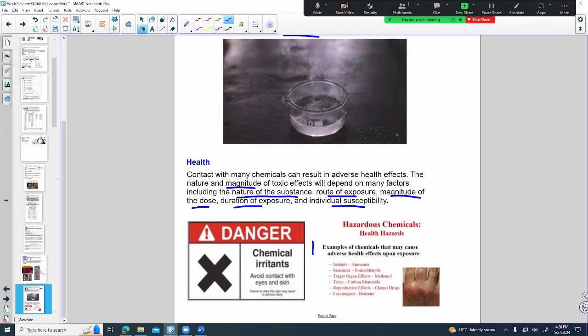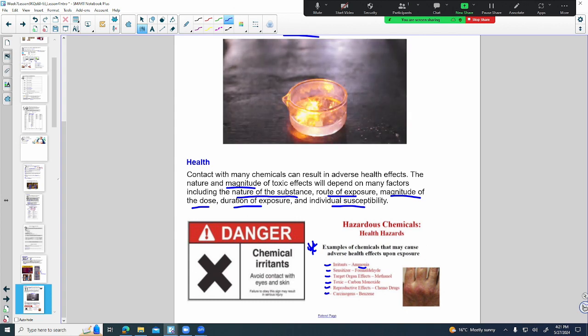So here are some examples of chemicals that may cause adverse health effects upon exposure. Irritants, it could be ammonia. Sensitizer could be formaldehyde. Target organ effects could be methanol. Toxic could be carbon monoxide. Reproductive effects maybe from chemo drugs, and carcinogens from benzene.